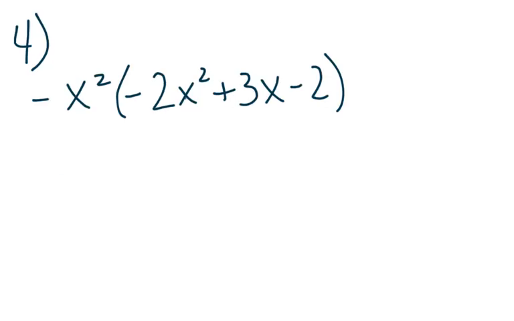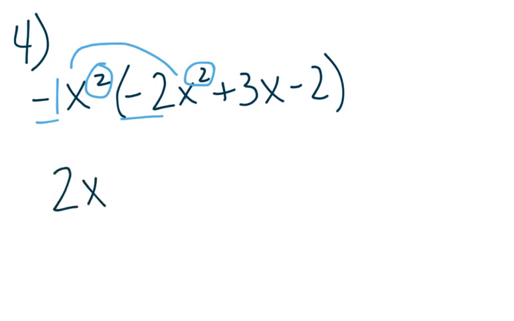For number 4, once again, we're distributing, so we have negative x squared times negative 2x squared. Remember, when you're multiplying variables, you're going to add the exponents and multiply the big numbers. So over here, this has an invisible negative 1 in front and negative 2. So we have negative 1 times negative 2, that's positive 2, x, and 2 plus 2 is 4, so 2x to the 4th.